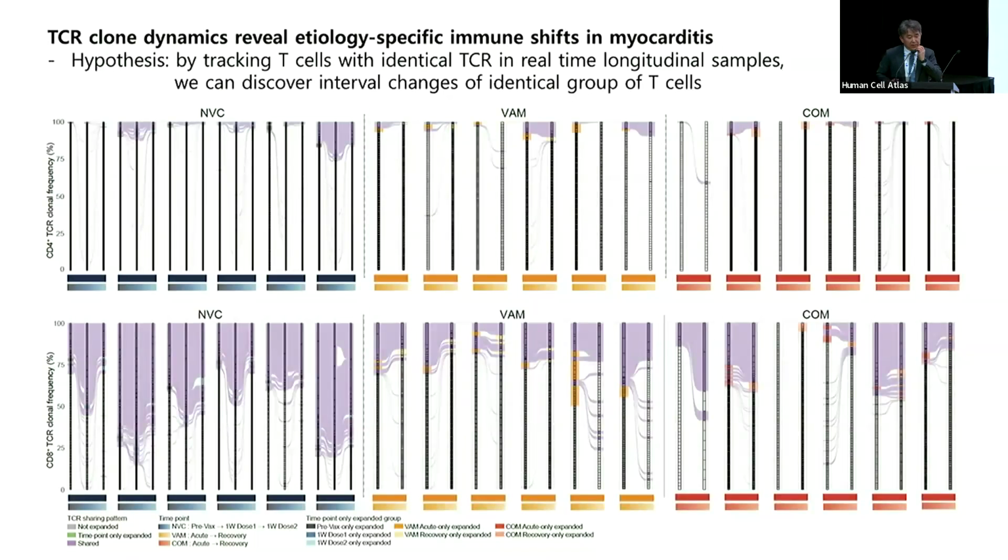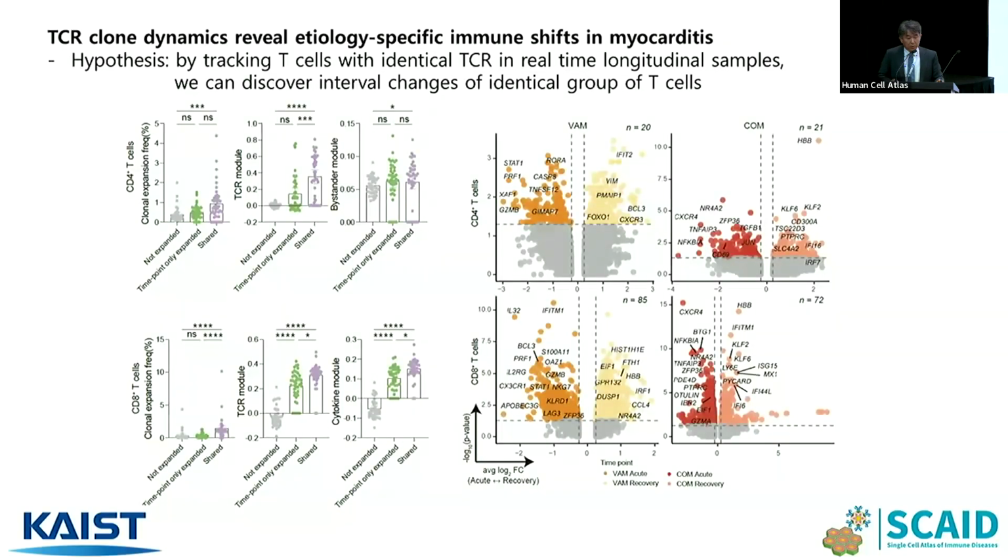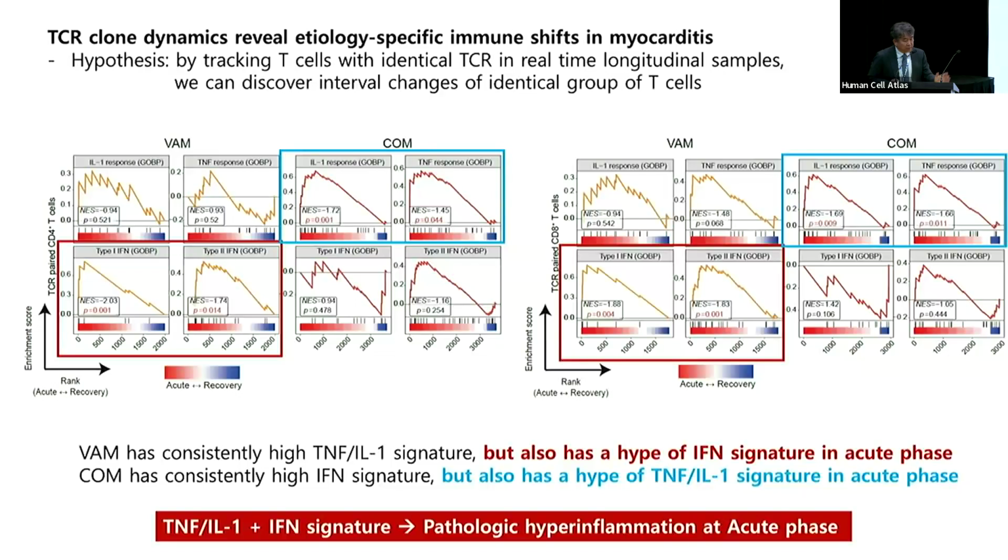They did TCR sequencing, so for the T-cell clones, they could identify the shared clones, and compare the acute and recovery phases. When they used the whole T-cell subset, there was no difference. But when they focused only on the shared groups, they found some features. I'll skip this. So this is the summary.